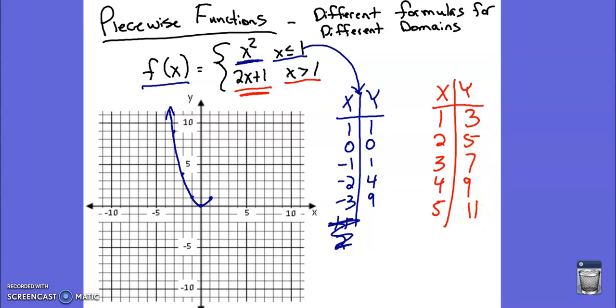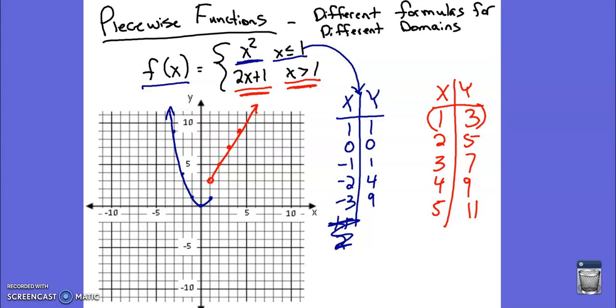So if I graph those, 1, 3 is this. Notice I'm going to put an open circle because it's greater than. It does not include that. This does not include this point. And then 2, 5, 3, 7, 4, 9. And this is basically going to be a line or ray going that way.